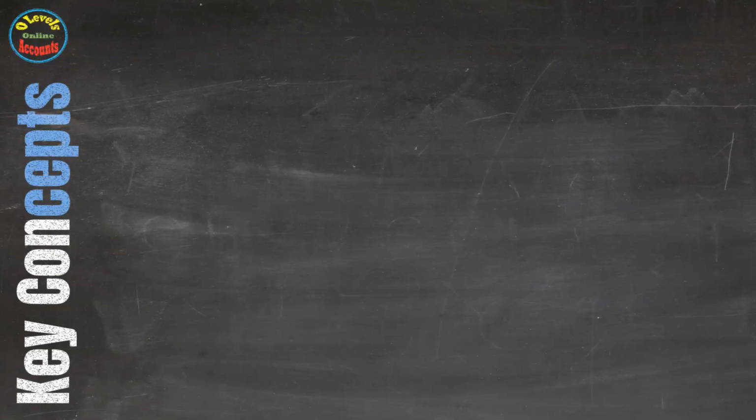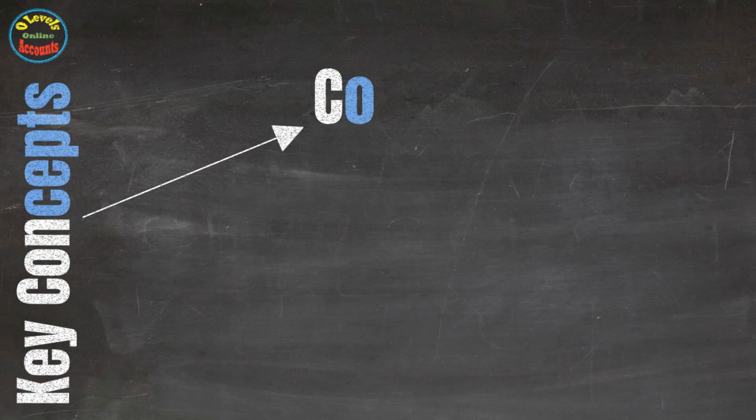The first one is cost. This is the historical cost of acquiring or producing the inventory, including all costs necessary to bring the inventory to its current location and condition. It encompasses purchase cost, conversion costs, and other costs incurred in bringing the inventory to its present location and condition.